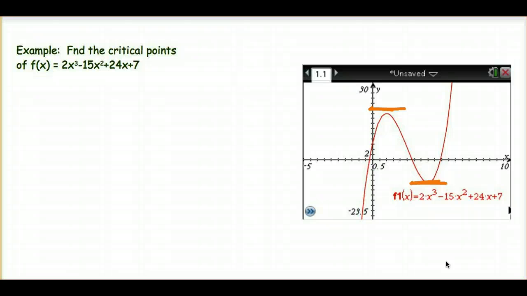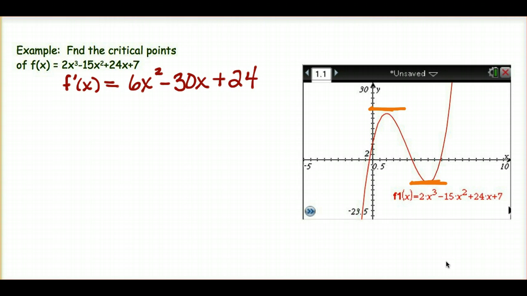So let's go through and find the derivative of my function. The derivative of f is going to be given by 6x squared minus 30x plus 24. And remember, we have to find where this derivative equals 0 or where it's undefined. Well, since there's no denominator on this thing, it is never going to be undefined. So we just have to worry about when it equals 0.